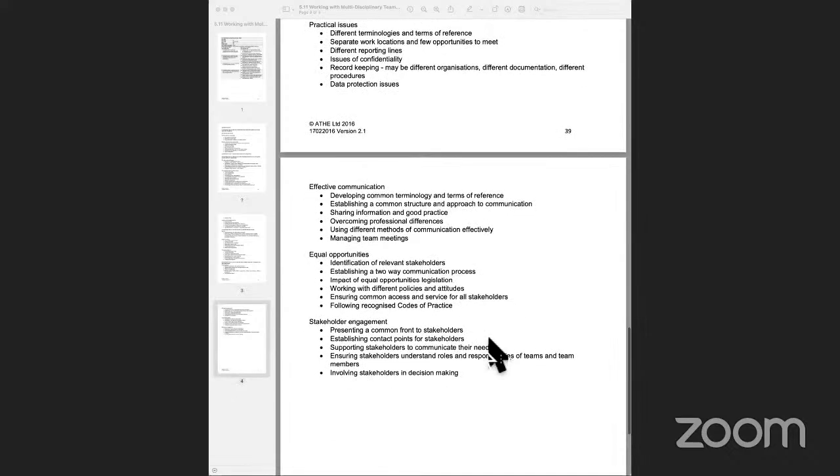And then we will look at equal opportunities. Here, some part of it is to dip into understanding what we mean by equal opportunities, and what we understand by equalities and diversity.